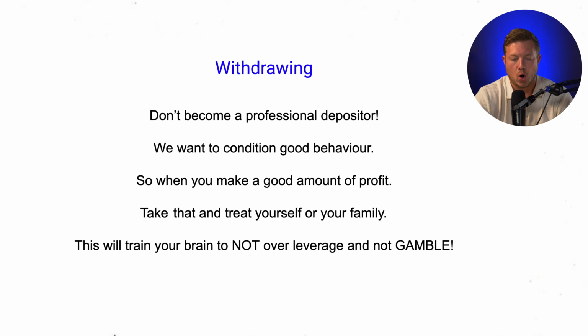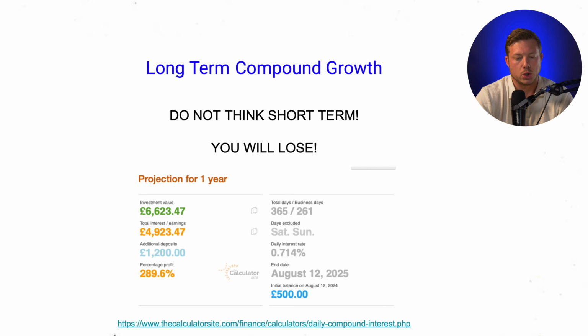So when it comes to withdrawing, don't become a professional depositor. We want to condition good behavior. It's almost like teaching a child or a pet or a new puppy. So when you make a good amount of profit, take that, treat yourself, treat your family, buy yourself something nice, or I don't know, treat yourself to something that you wouldn't necessarily normally buy. This way you train your brain not to over leverage, not to gamble, and to reward almost good behavior.